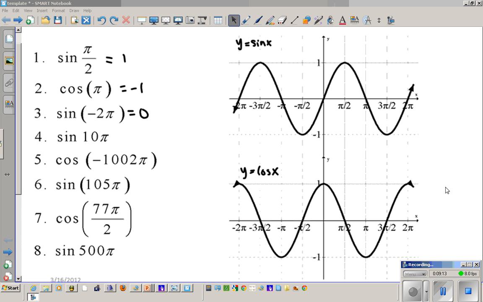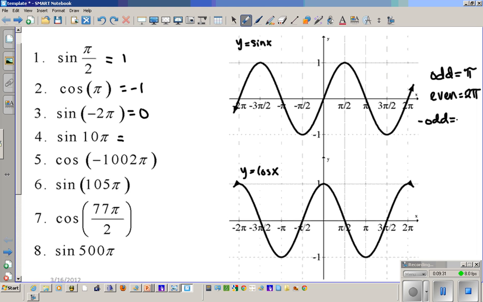So for sine of 10 pi, this is a trick for this one. If it's odd, you simply use pi. If it's even, you use 2 pi. All right? And then the signs go too. So if it's negative odd, you use negative pi. If it's negative even, you use -2 pi to do your graph, you do your x to graph to y, okay?